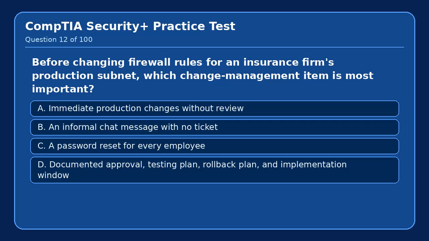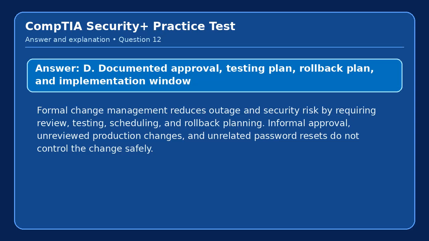The answer is D. Documented approval, testing plan, rollback plan, and implementation window. Formal change management reduces outage and security risk by requiring review, testing, scheduling, and rollback planning. Informal approval, unreviewed production changes, and unrelated password resets do not control the change safely.